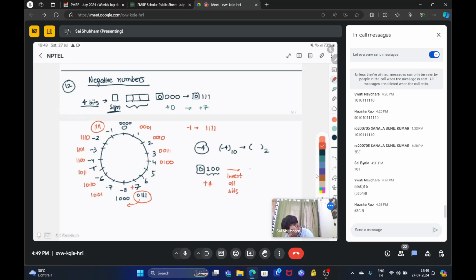So it will be 0, 1, 1. Invert all bits except sign. Okay, and then you have to add 1. So it will be 100. Fine, and then place the sign bit. So it will be 1100. So this one is your sign bit.